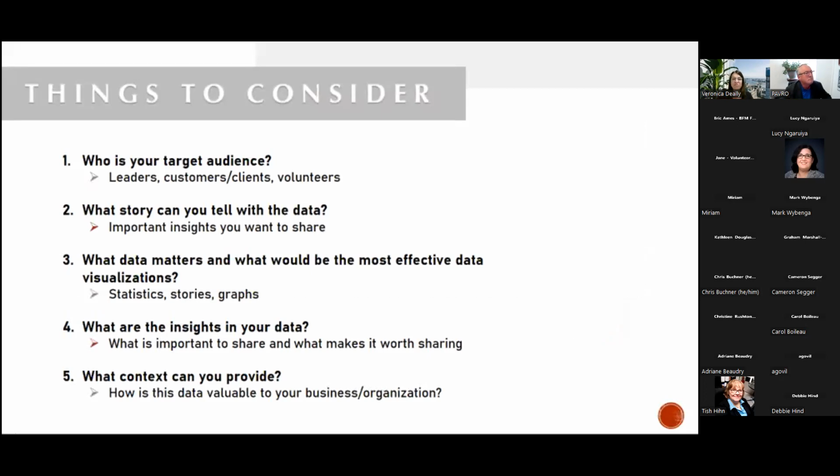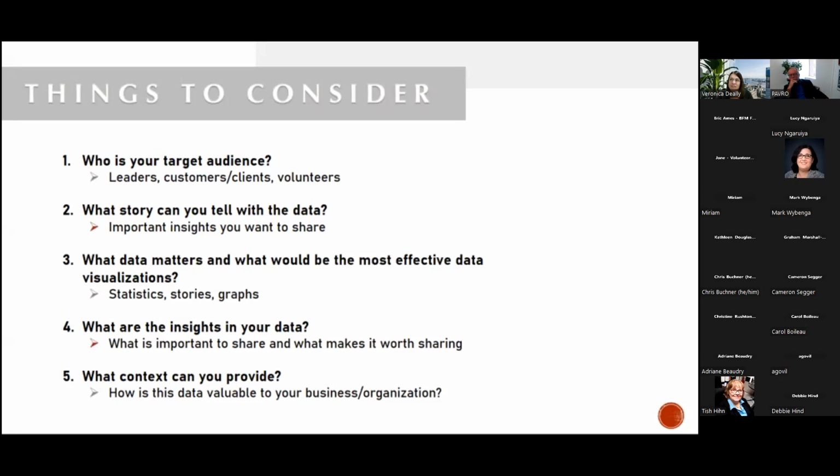who are you reaching out to? Is it your leaders? Is it your customers or clients? Or is it your volunteers? Because depending on who your audience is, you may present the information differently. Number 2, what story can you tell with the data? So what is important? What insights are you willing to share or wanting to share? Number 3, what data matters and what would be the most effective way to create a data visualization for it?